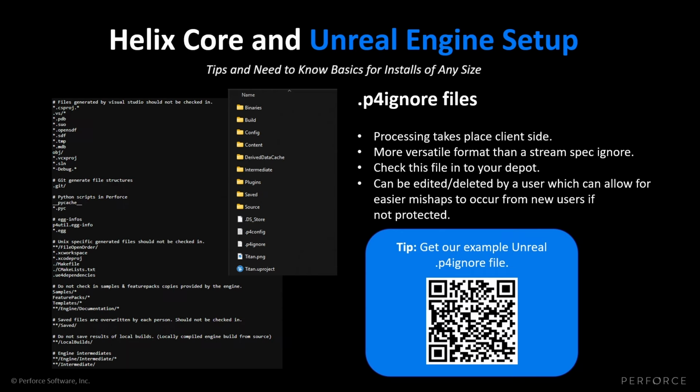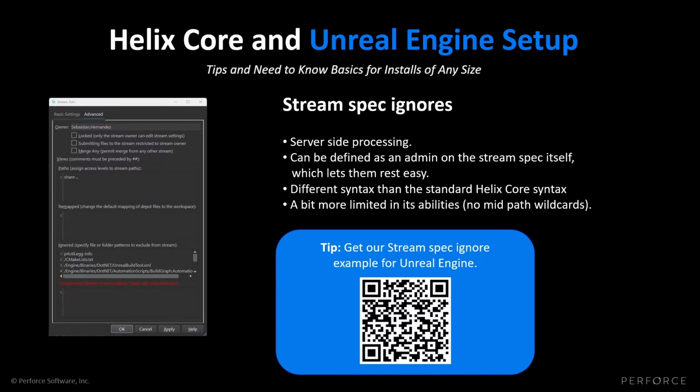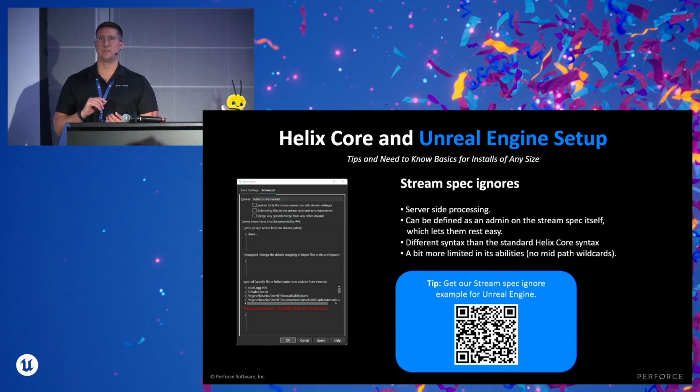And then the other style of ignoring files is in the stream spec. If you're using a streams depot, you can define these ignore files on the server side. Again, there are positives and negatives to each. With this one, you get server-side processing, which can be nice for an admin because before anyone touches the server, you can define this to ignore those files and folders, and then you can lock down your stream spec so no one else can edit it, and then you can sleep easy that no one's going to screw things up when you step away from the computer for a moment.